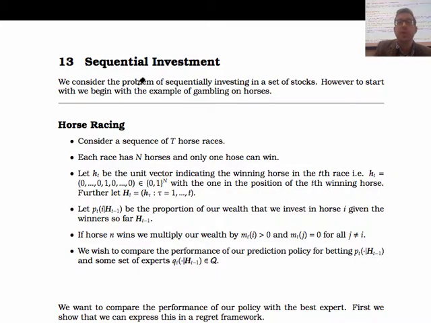So we want to consider the problem of sequentially investing in a set of stocks, like I said. However, we'll begin with this horse racing example. Here, we're going to consider a sequence of T different horse races. Each race has N horses, and only one horse can win. Now, we're going to let h of t be the unit vector which indicates the winning horse in the tth race. So little h of t is going to be a vector of zeros and then a 1, and then a number of zeros, with the 1 being in the position of the tth winning horse. It's just the way I'm going to represent who wins and who doesn't.